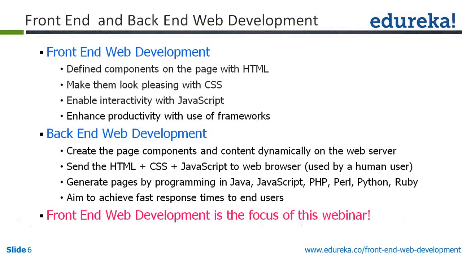Note that backend development can be done using any of these programming languages, as I mentioned: Java, JavaScript, Perl, PHP, Python, and Ruby as well. The main purpose of backend development is to achieve fast response times for the end users. That means you should be able to generate these dynamic HTML pages as quickly as possible so that you can send them to the user of your website. The focus of today's webinar is front-end web development.